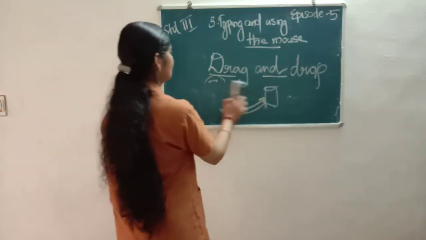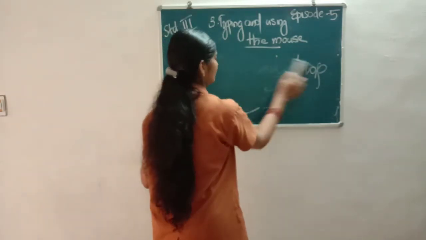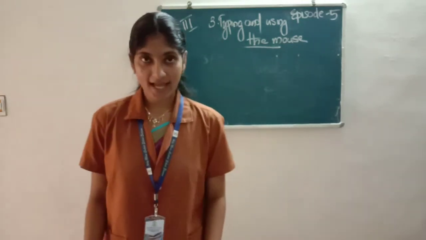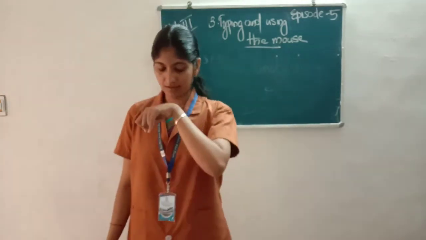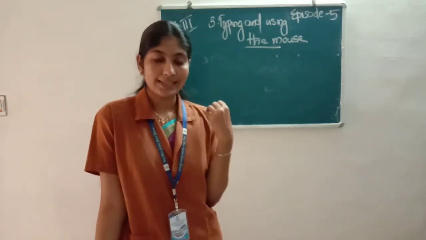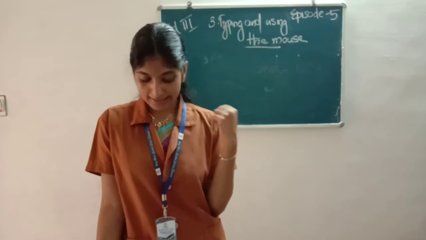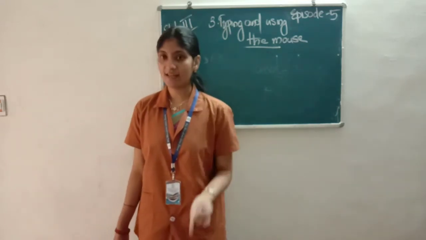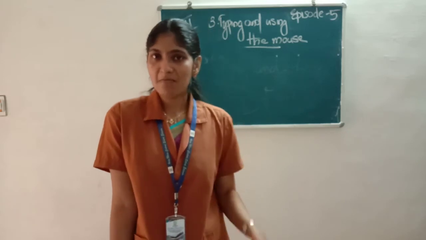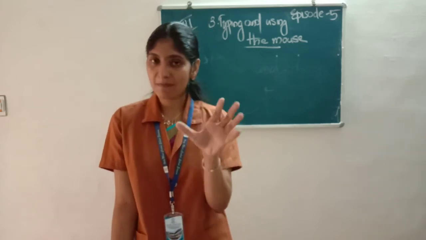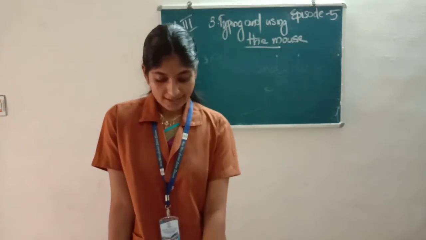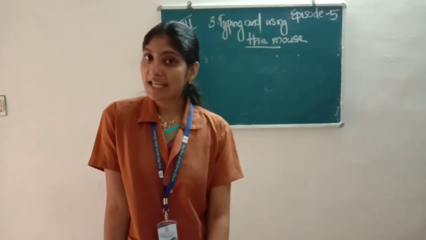Then, what are the actions? First pointing, then click, then double click, then right click, then drag and drop. So pointing means aiming the mouse pointer at a particular location. This is the first step before taking an action.